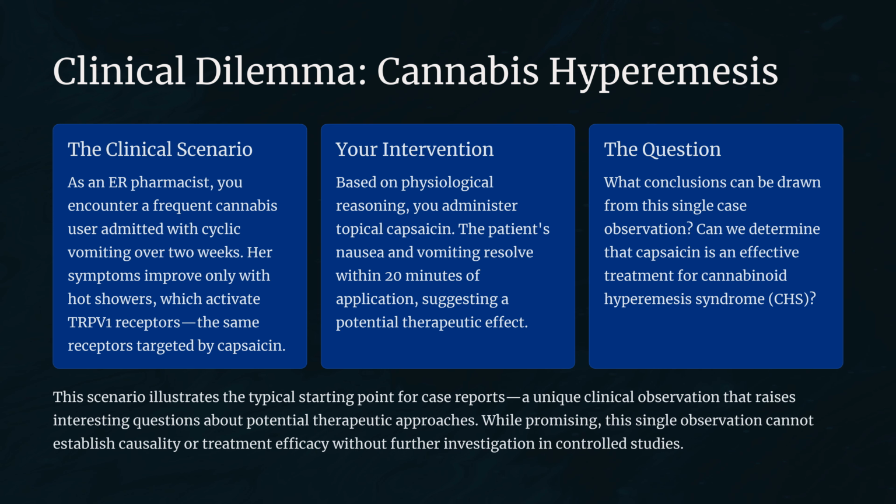You really came up with an interesting theory there. So your intervention, based on physiological reasoning, you administer topical capsaicin. The patient's nausea and vomiting resolve within 20 minutes of application, suggesting a potential therapeutic effect. What conclusions could you draw from this single case observation? Can we determine that capsaicin is an effective treatment for this cannabinoid hyperemesis syndrome?